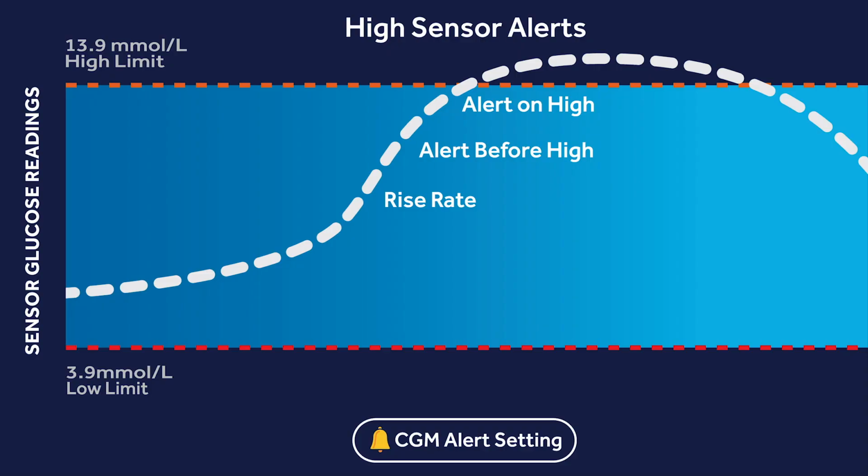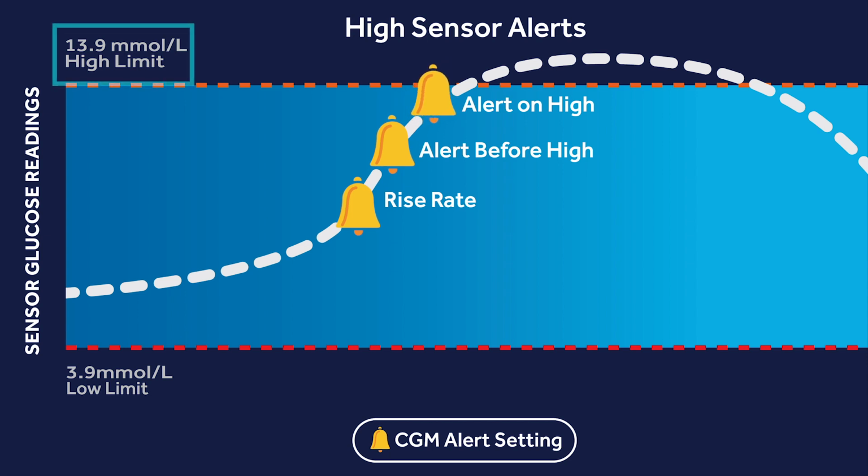Your CGM alert settings will work best if they are personalized for your needs. Your healthcare professional will work with you to decide your initial settings and help you adjust them. Let's start by looking at the high alerts. You can choose to be alerted when your sensor glucose is rapidly rising, when it is approaching your high limit, or has reached your high limit.